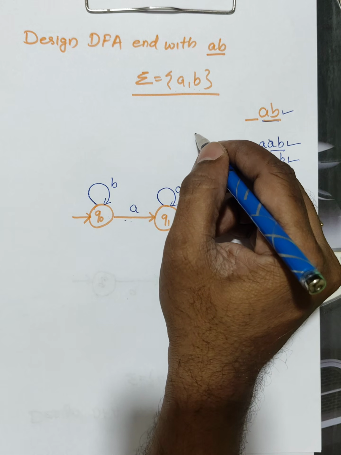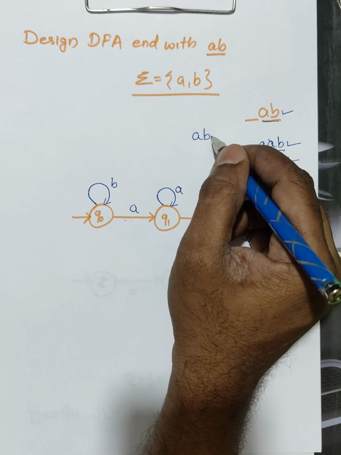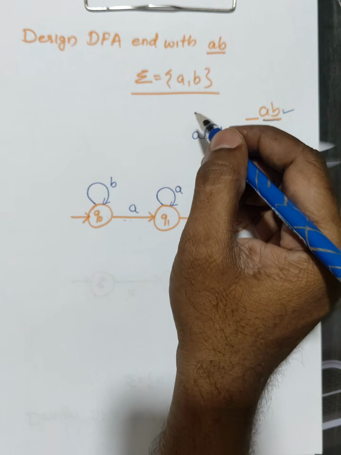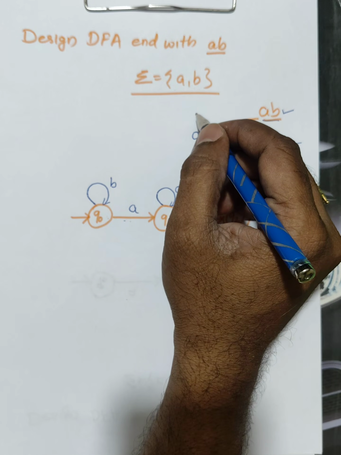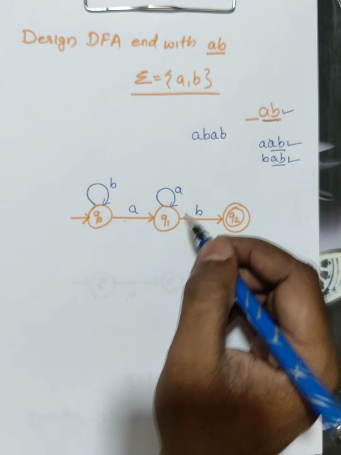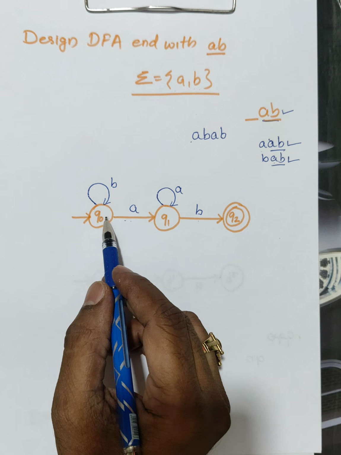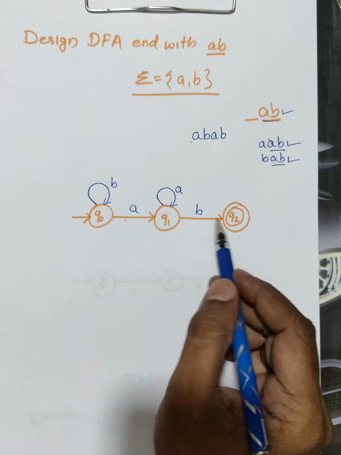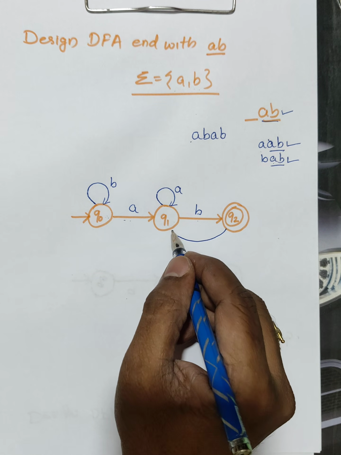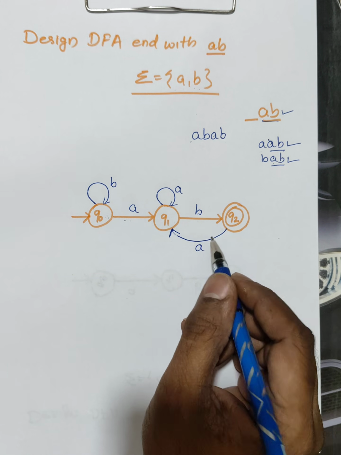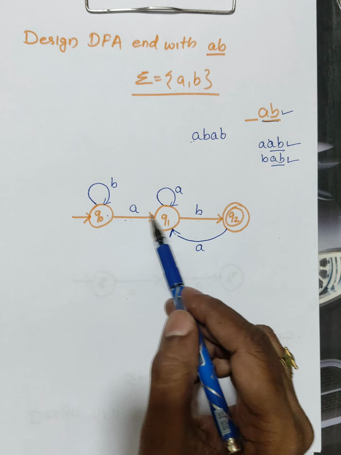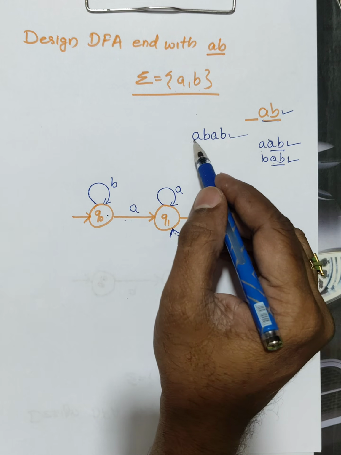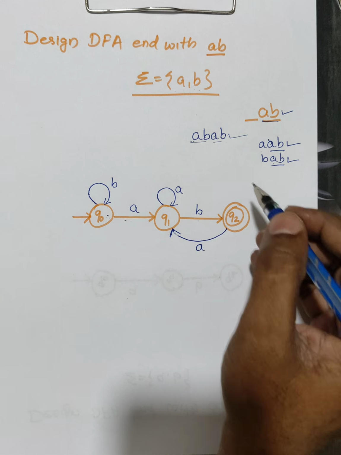Next, maybe the string is A, B, or A, B, then AB, where B is already there. From this you can take A, B, then A, B. This string is accepted. Or between these two, maybe B's.